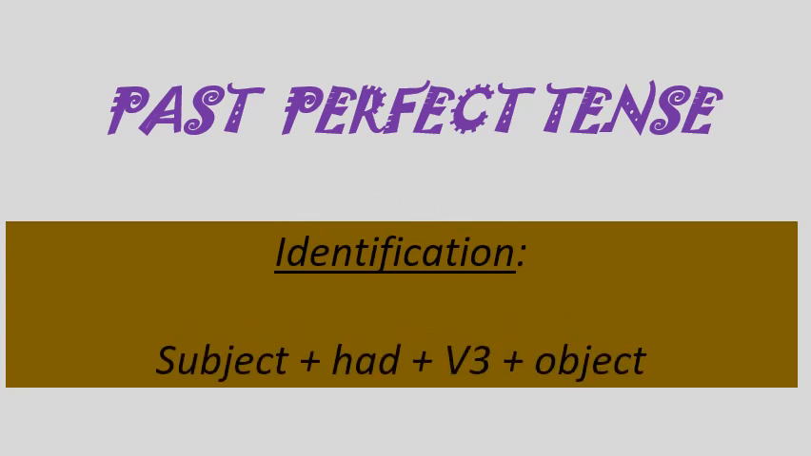Subject plus had plus third form of the verb plus object. In the past perfect tense, we use the third form of the verb instead of the second form of the verb.